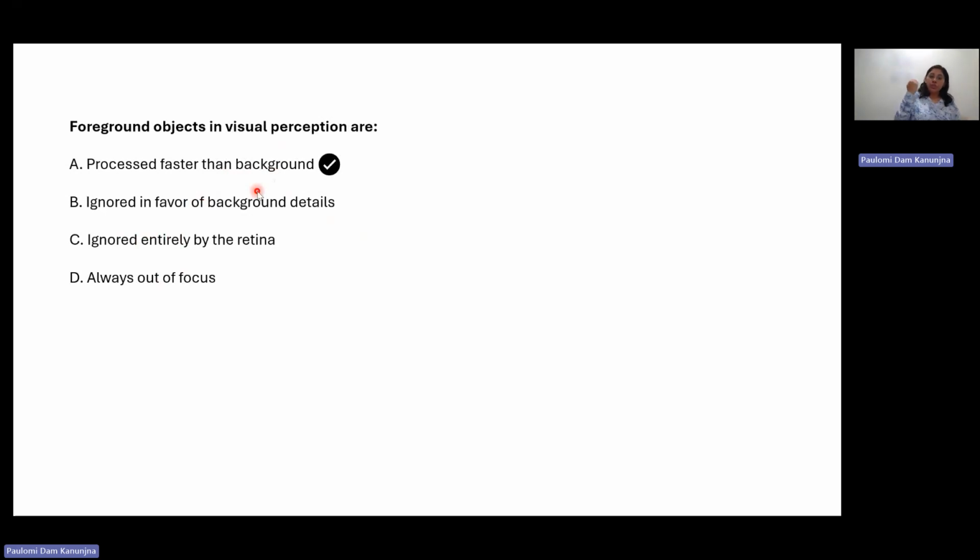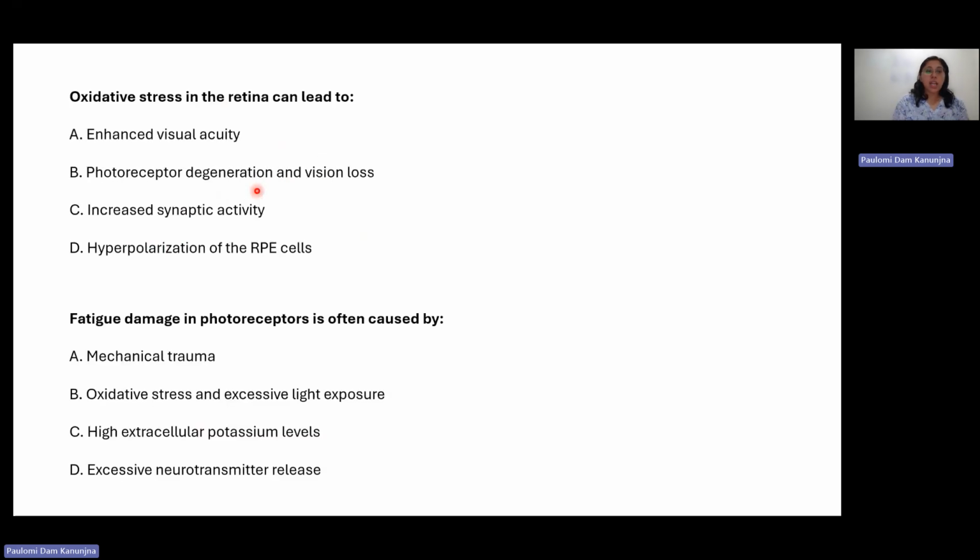The contrast is also in favor of the foreground object, the salience, the way the image is perceived, because the foreground object is more relevant to the eye than the background object. So they are processed faster. Background information is processed, but at a lower priority. The priority is more to the foreground objects. Okay, next one.